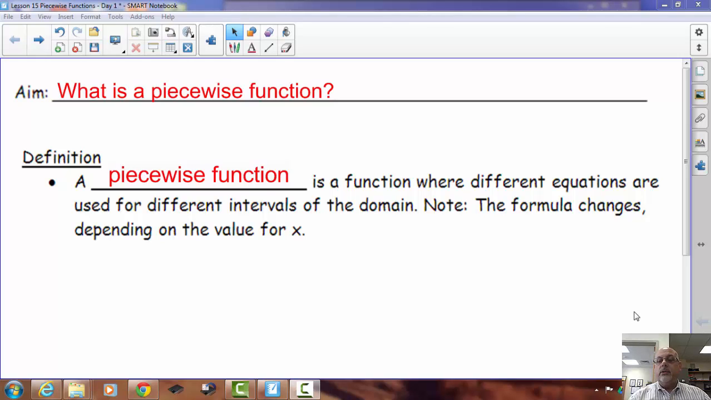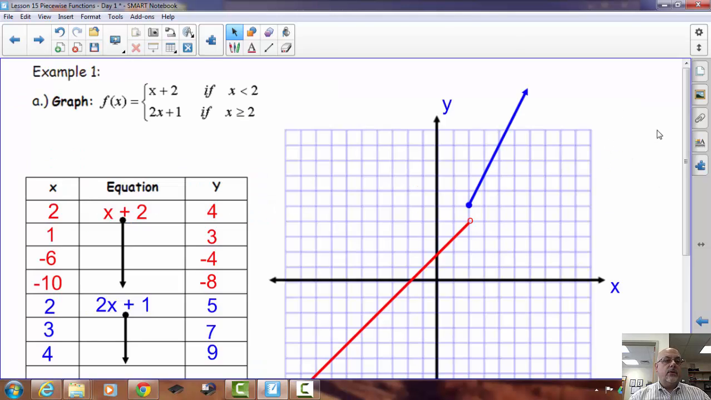This is an important lesson. This is a bridge lesson between the functions unit and the limits unit. So we'll be looking at piecewise functions for 2 days, and we'll have a little quiz on them at the end. So let's take a look at the first function.